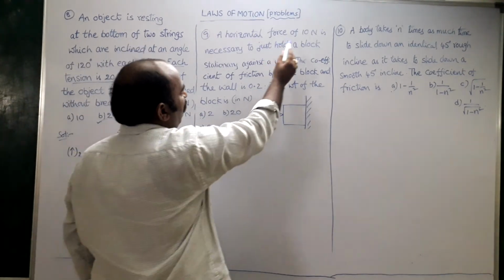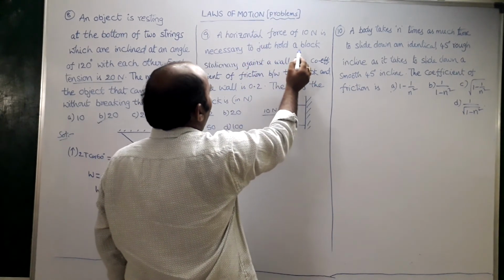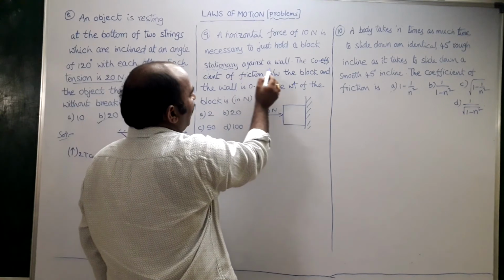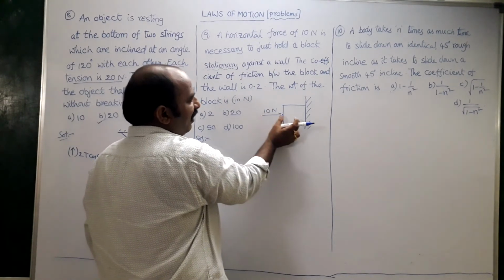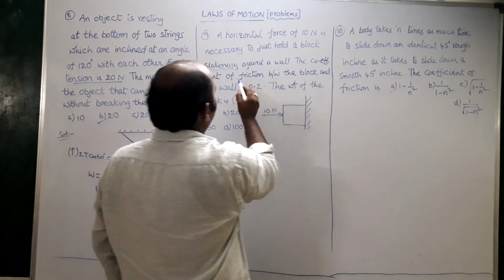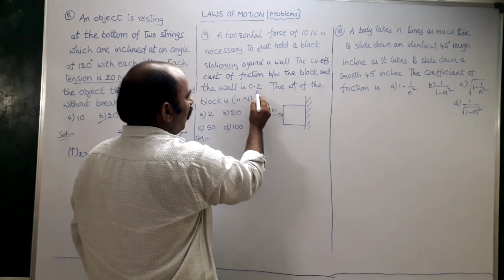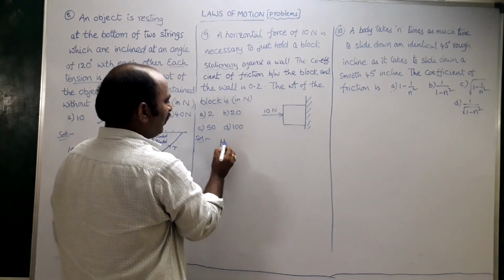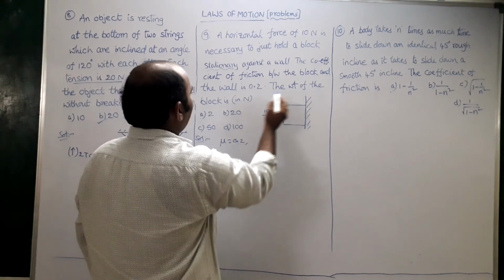A horizontal force of 10 Newton is necessary to just hold a block stationary against a wall. So due to the acting of this force on a block, it is at rest. Okay. Now the coefficient of friction between the block and the wall is 0.2. So mu is equal to 0.2 and applied force is 10 Newton. The weight of the block is.